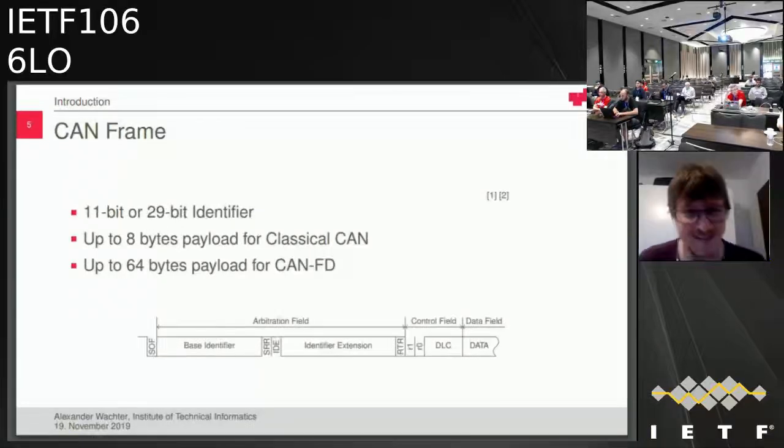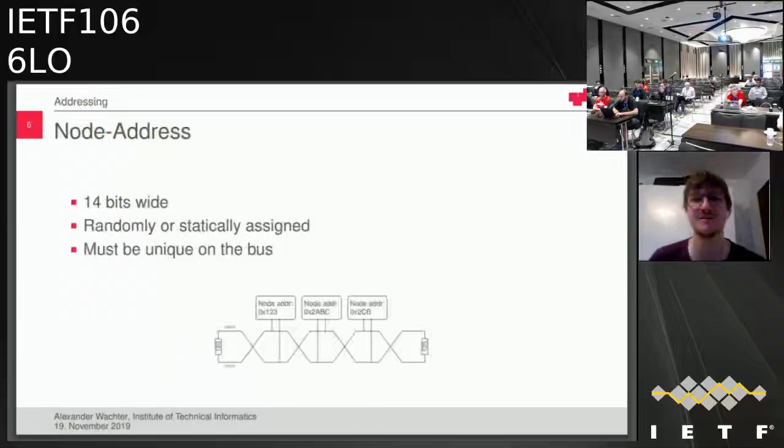For IP version 6, we need node addresses. So the draft creates a node address, which is 40 bits wide. It can either be randomly assigned or statically assigned to the nodes, but it must be unique on the bus.